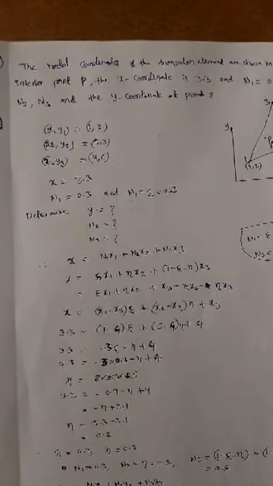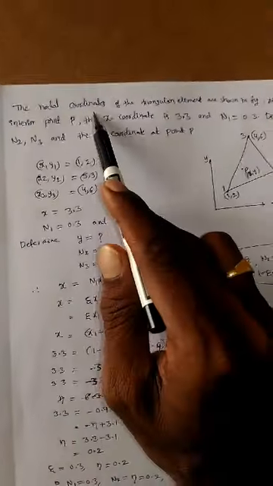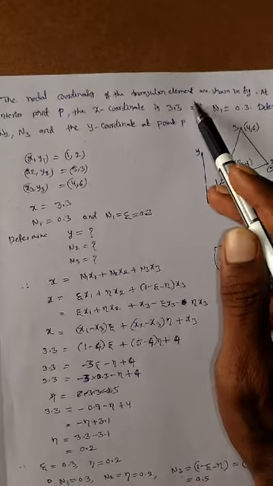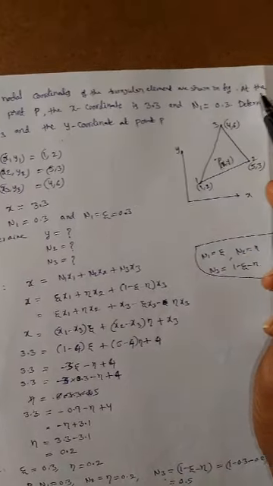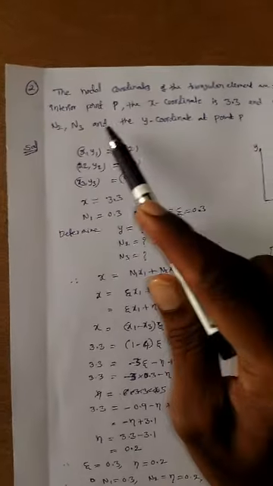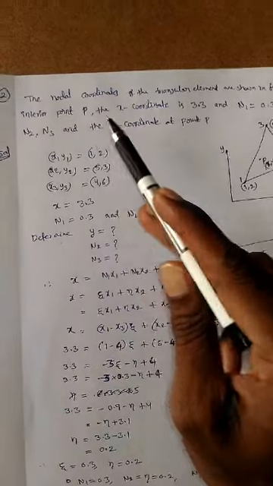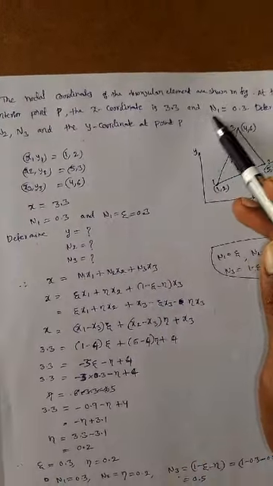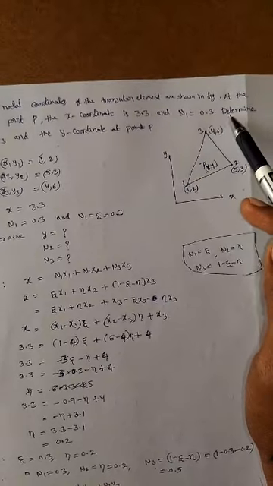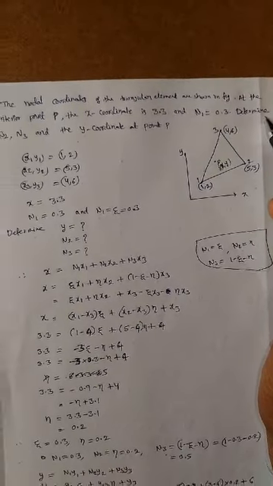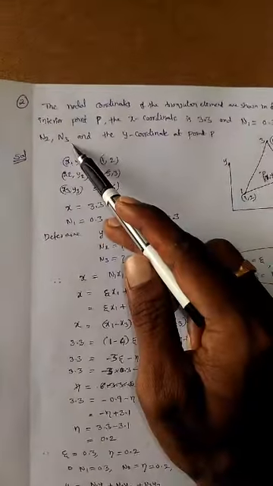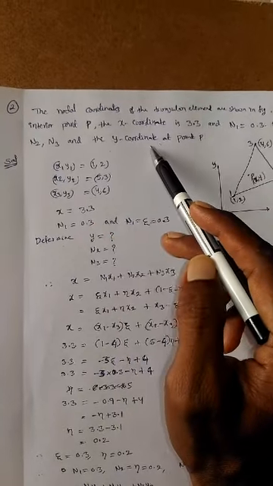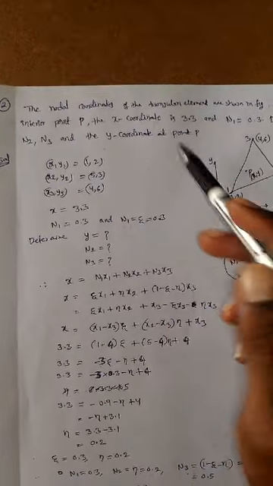The nodal coordinates of the triangular element are shown in figure. At the interior point P, the x coordinate is 3.3 and n1 is equal to 0.3. Determine n2, n3 and the y coordinate at point P.